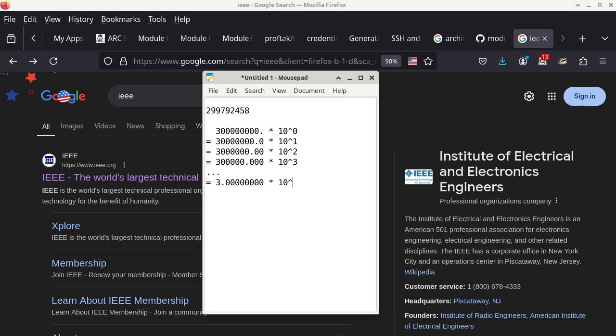Because that is exactly the number of times we have moved the point. Because we moved it from here: 1, 2, 3, 4, 5, 6, 7, 8. So every time we move the point to the left, we have to increase the power of 10 by 1, because every time we move the point, we end up dividing the coefficient by 10. So something else has to compensate for the division by 10, and the multiplication by 10, which is the counter, is by incrementing the exponent of 10. Are we good with that?